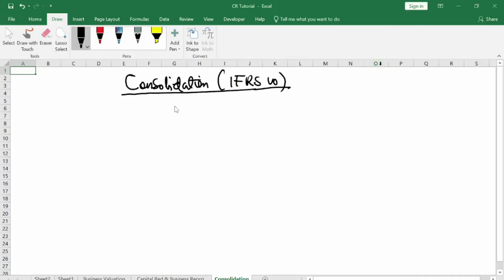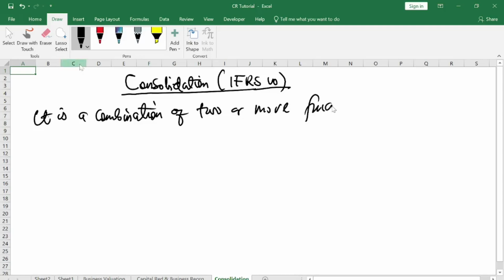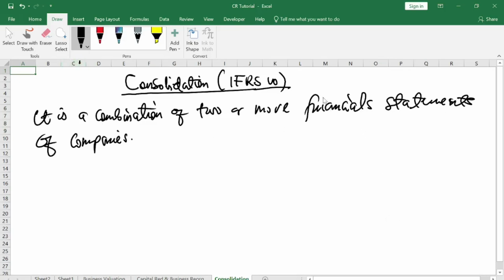Okay, so when we say consolidation, what do we mean by consolidation? Is it the art or the process? Consolidation is the combination of two or more statements of financial position of companies, right? It is a combination of two or more financial statements of companies. So that's simply what it is all about.